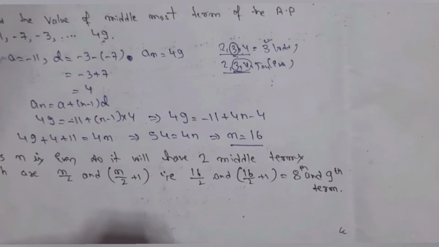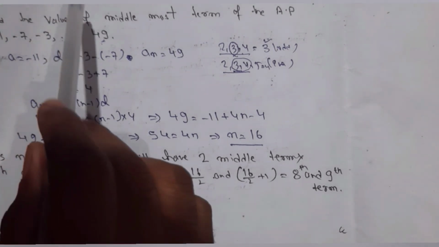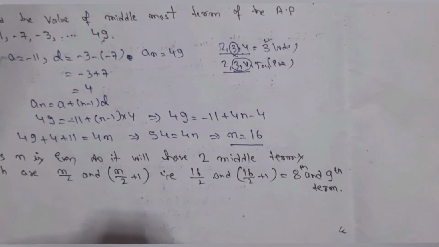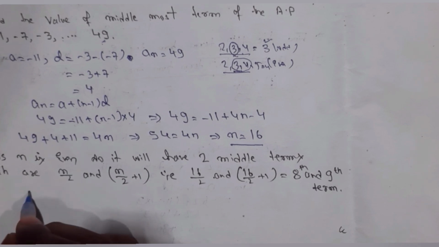So as I told you, we got the middle values. So what are the middle values? There's the 8th one and the 9th one. Now they are asking you to find out the value. So in this case, my n will be 8. With respect to that, let us solve what will be the value for the 8th one and as well as for the 9th one.